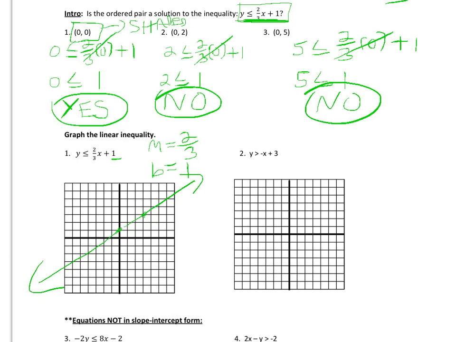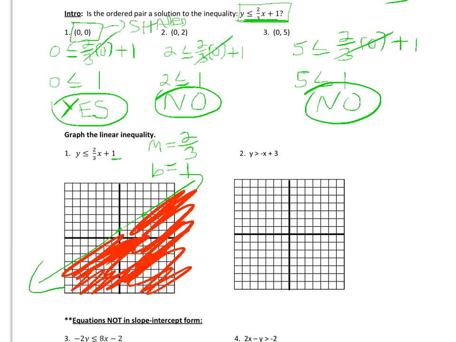Now, since I have an inequality symbol, this is less than or equal to. So less than or equal to means everything below the line that I just drew, I'm going to shade in. It's going to be a solution. I'm going to use a different color. I'm going to shade it in red, just so we see this. Everything here is a solution to this linear inequality.